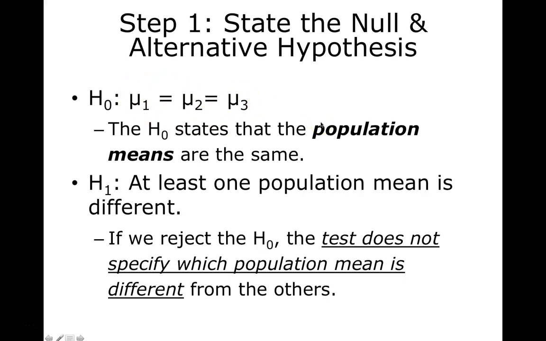The alternative hypothesis states that at least one population mean is different. So at least one of these things is not like the other, basically. And so if we reject the null hypothesis, the test doesn't actually specify which population mean is different from the others. So we'll talk about conducting post-hoc tests in just a second.